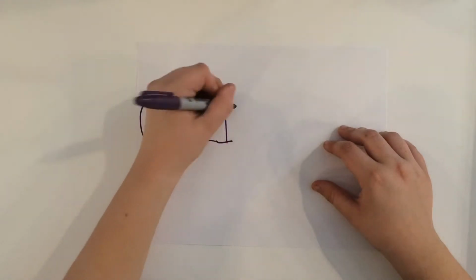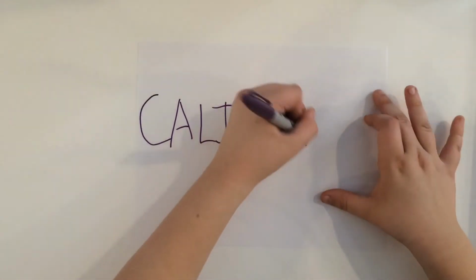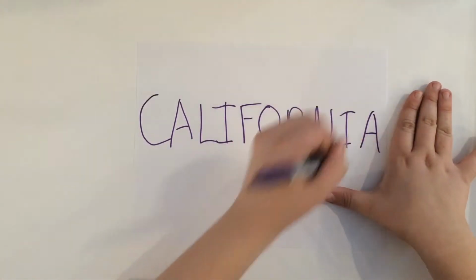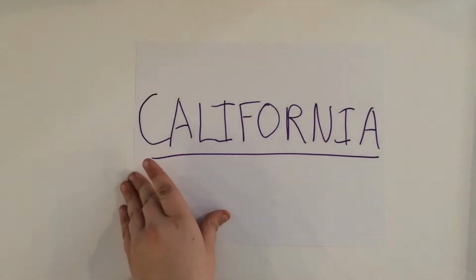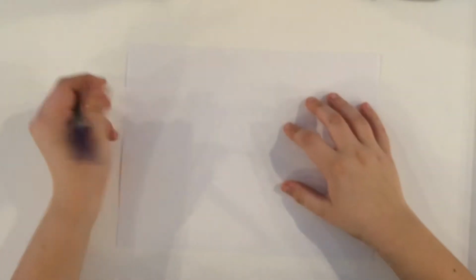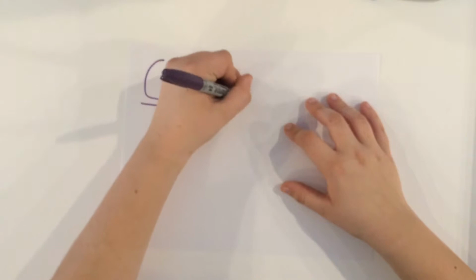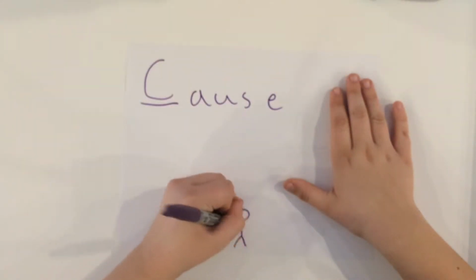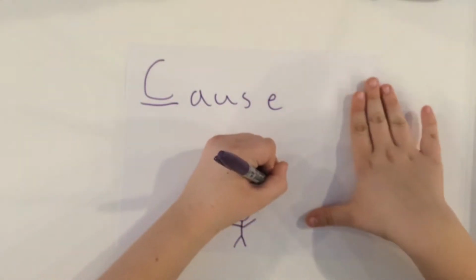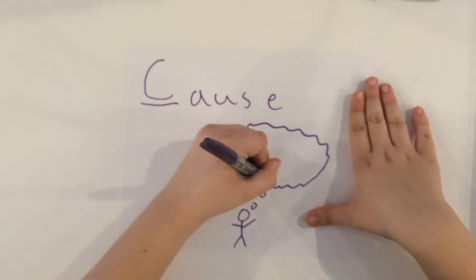The best way to plan is to follow CAL IF OR NIA, a simple acronym I created to explain each step. The first one is cause. Think of a problem in today's world. It can be local or global.